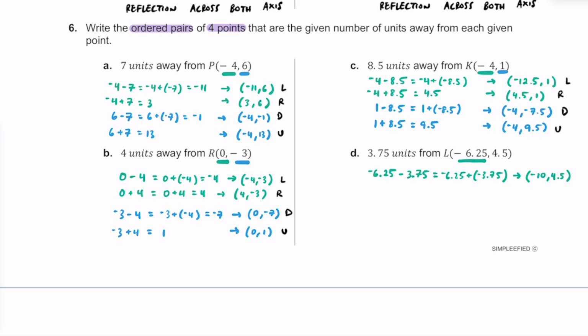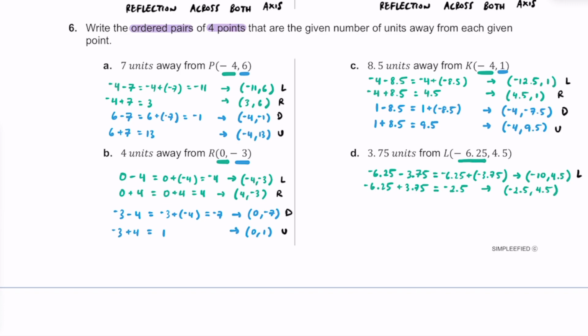If we're going to go to the right, we're going to take this original negative 6.25 and we're going to add 3.75 instead. Right? So if we add here, we're actually going to be subtracting their absolute values. And if we subtract their absolute values, that's going to end up being negative 2.5 or negative 2.50. And so the new coordinates here are going to be negative 2.5, 4.5.